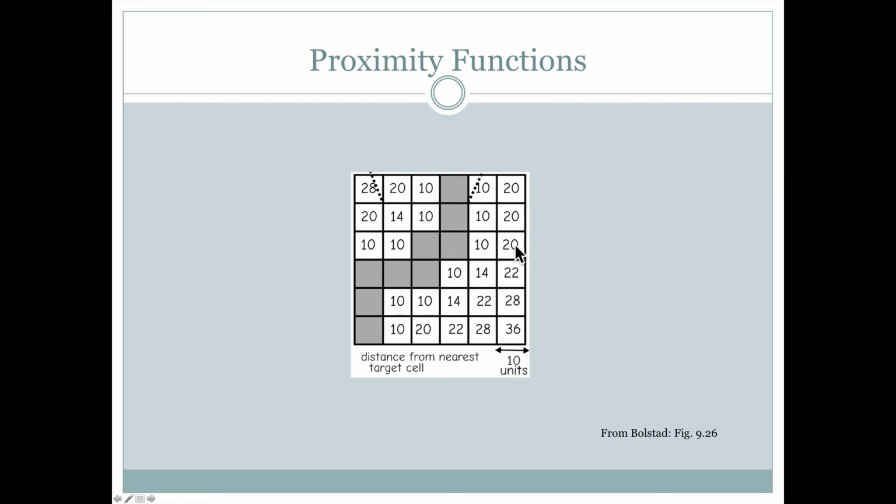Other places, this grid cell is 2 grid cells away from the gray, so it would be 20 here. But then once in a while we get into a situation like this, 28, because the closest grid cell to this grid cell here that is gray would be this one over here. So we'd actually have to pass through 14 and then another 14, and this grid cell is 28 away.